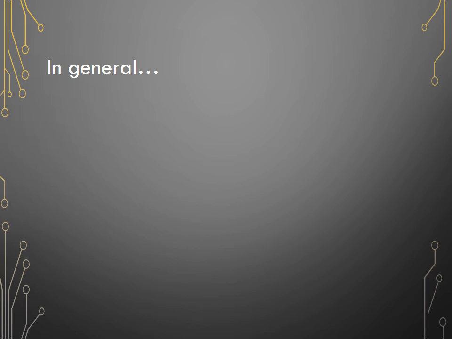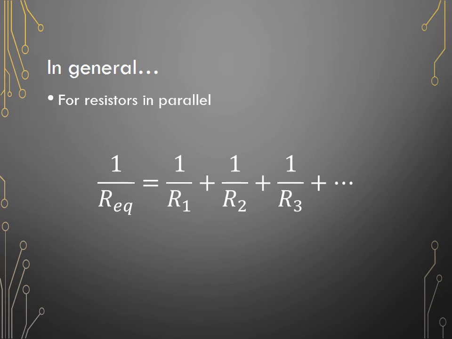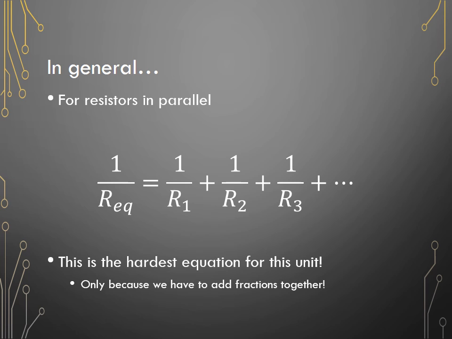Okay, so in general, for resistors in parallel, here comes the equation you need to know. 1 over the equivalent resistance of a circuit is equal to the sum of 1 over the first resistance plus 1 over the second plus 1 over the third. Now, this is the hardest equation for the unit, only because you have to add fractions together, and then you have to remember that on the left it's also a fraction, so to actually solve for the equivalent resistance, you have to invert your final summation on the right.